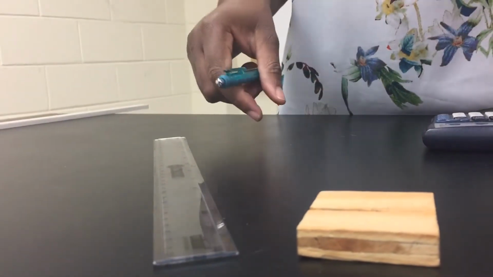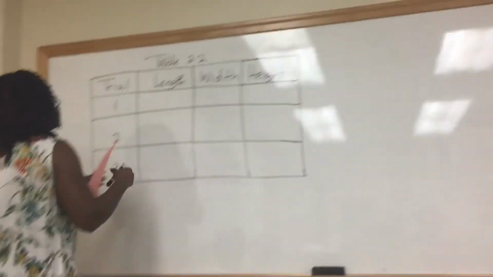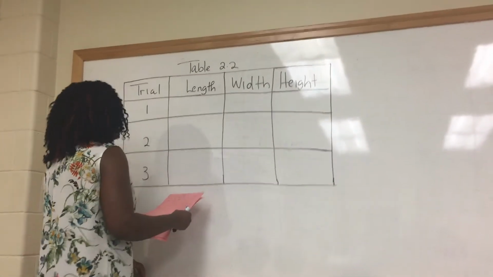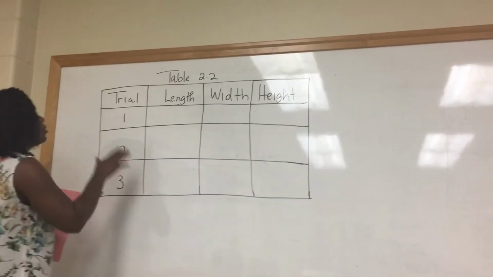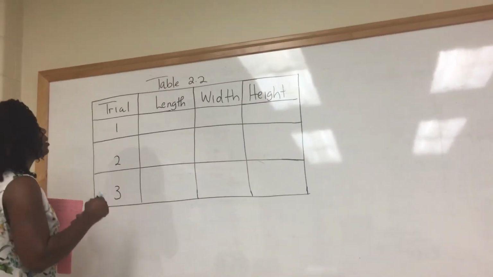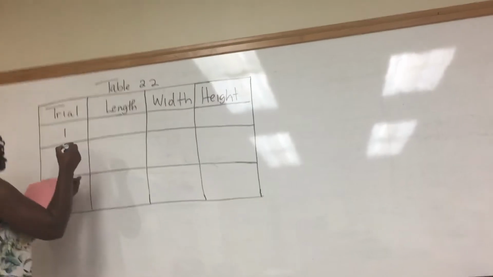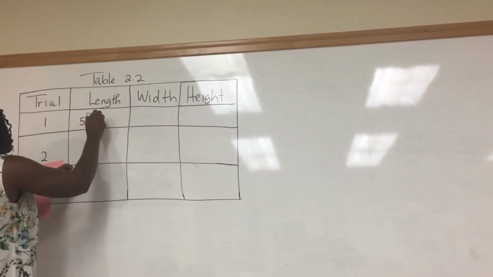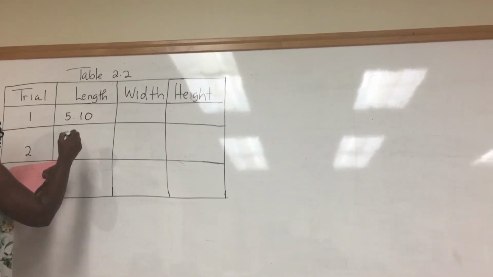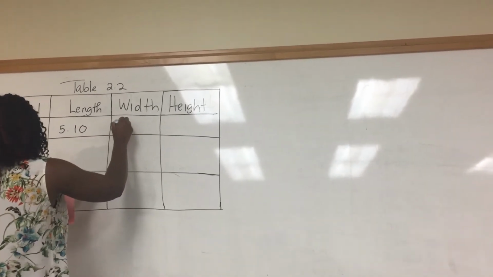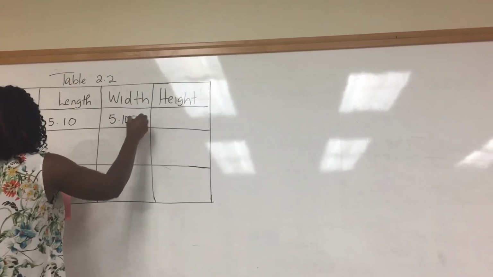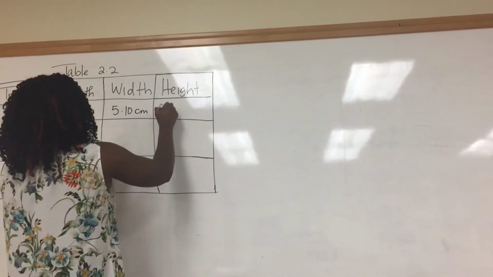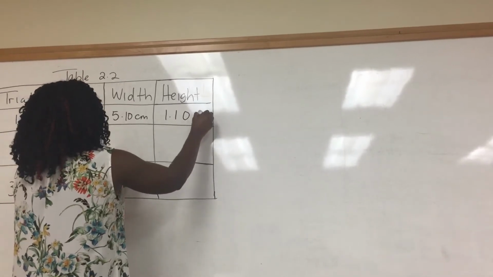All right, so now I'm going to go to the board and record these data in table 2.2. We did 3 different trials of the length, width, and height of the block, and I'll record these results in table 2.2. So here we have 5.10 centimeter, and then the width is also 5.10 centimeter. The height is 1.10 centimeter.